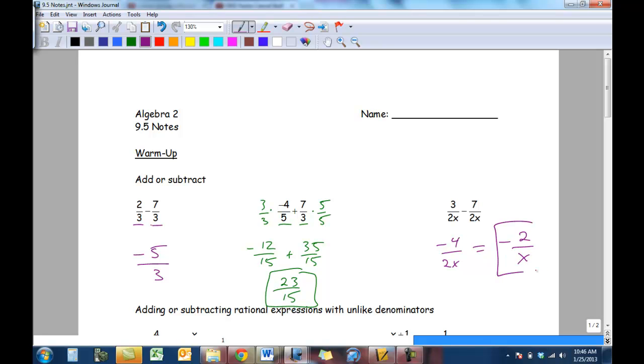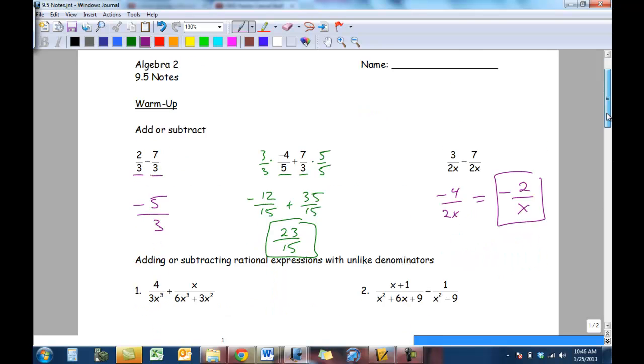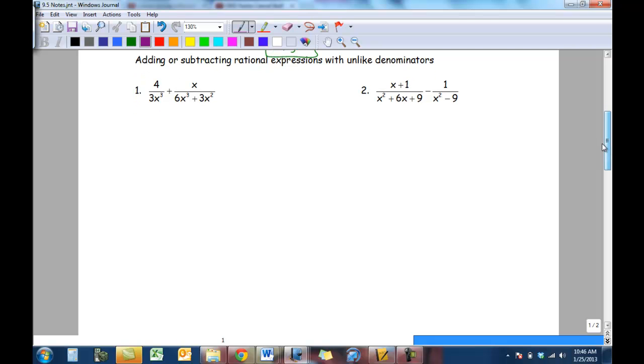Very similar to what we did yesterday. All right, so we're just going to be doing the same things. It's just that it's going to look harder, but it's no harder. Let's try this first one: adding or subtracting rational expressions with unlike denominators.